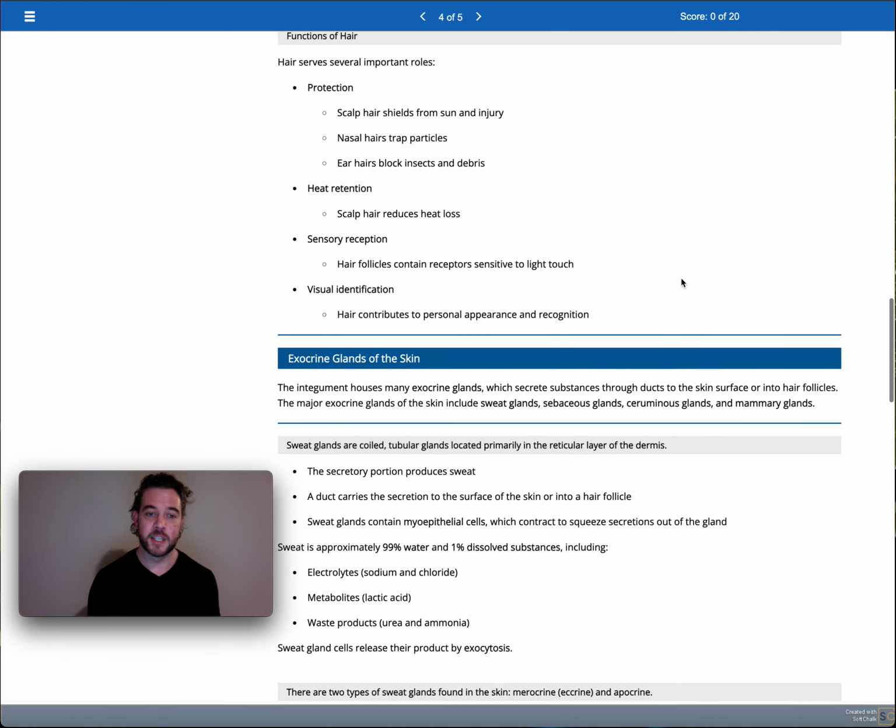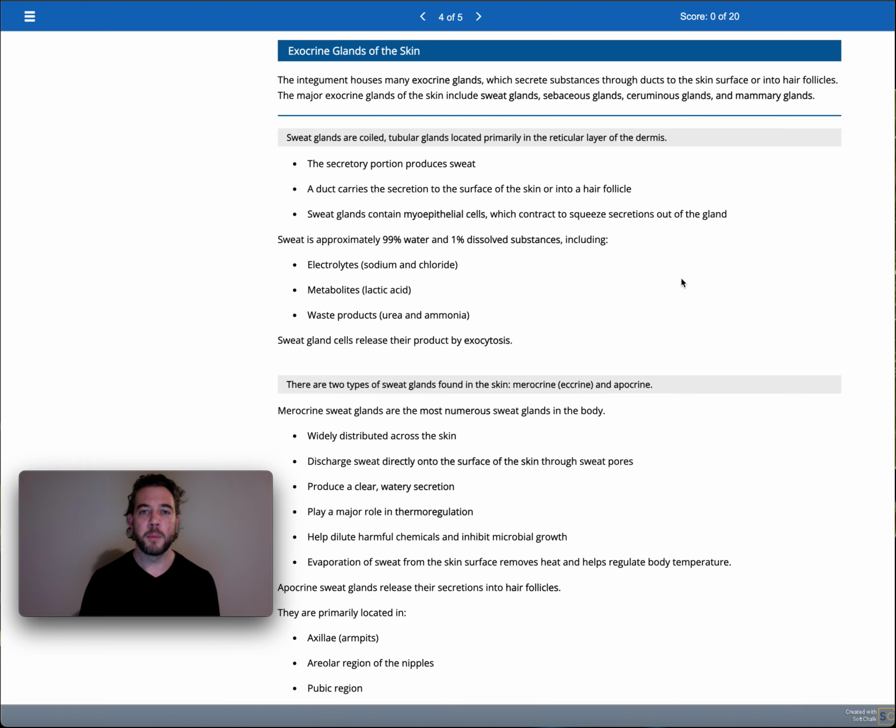Okay, so now let's get into the exocrine glands. So we talked about hair and nails. The glands are very important. If you remember, an endocrine gland is going to release its secretions into the bloodstream, like hormones, and circulate everywhere. An exocrine gland has a duct that's going to lead directly to where it wants to release its secretion. So exocrine glands have ducts that take them right where they want to be.